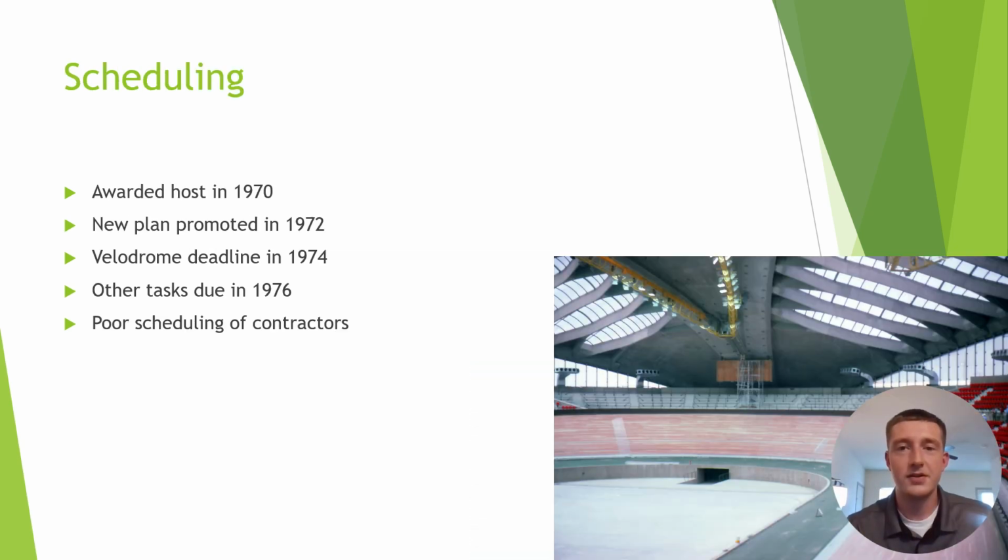A proper schedule should indicate the time necessary to complete each item and the sequence of tasks. This is because some functions rely upon the completion of prior tasks. For example, the velodrome plumbing might require the completion of the foundation before work can commence.